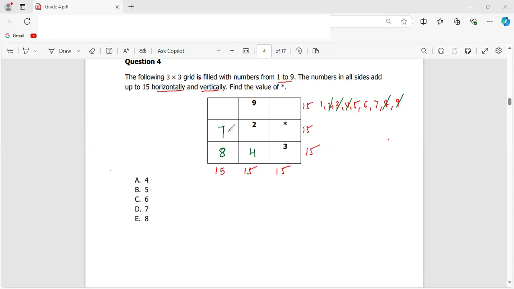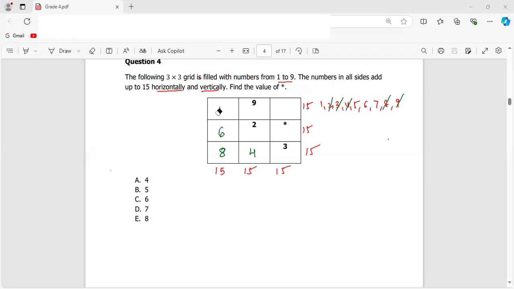So suppose if I put a 7 here, then this will become 15 and I'll have to put a 0. I can't do that because I don't have 0 available with me. So I can't place these. Instead, what I can place is I have a 6 and a 1. So I'll place 6 and a 1.